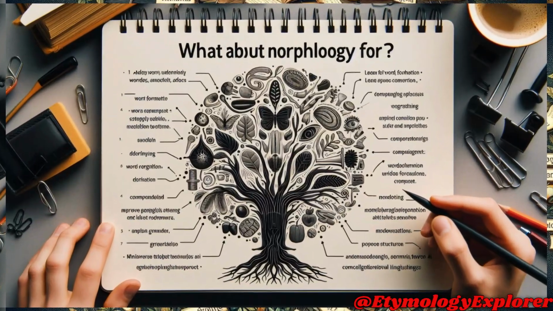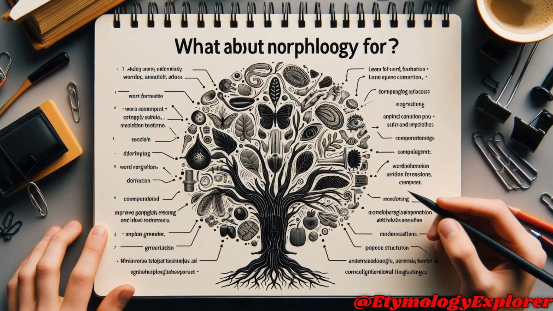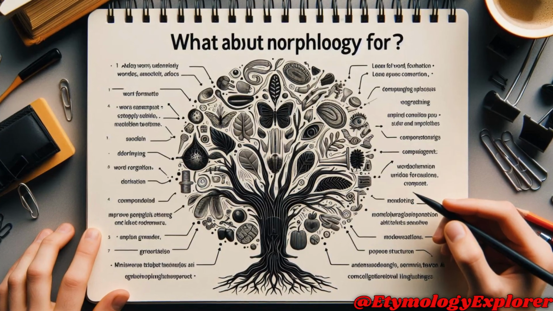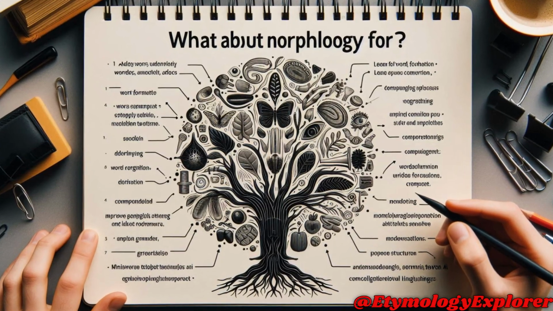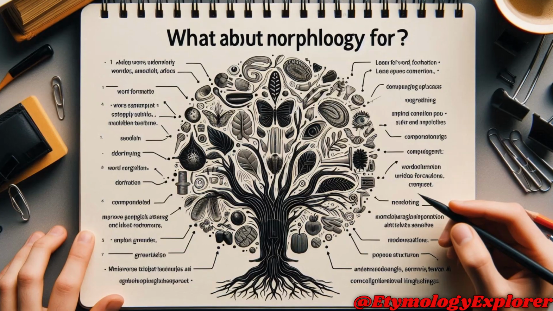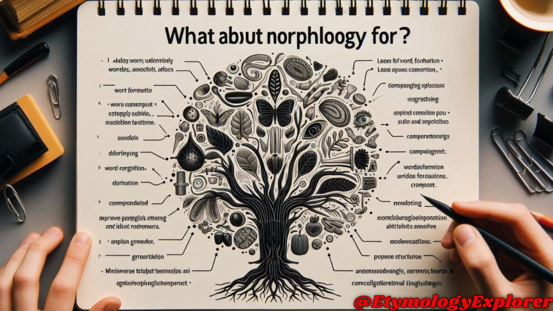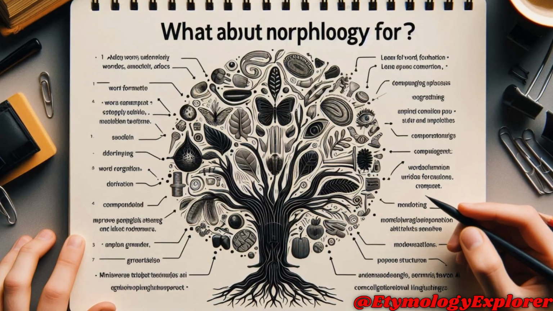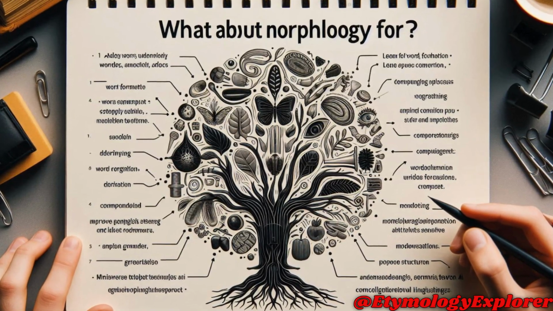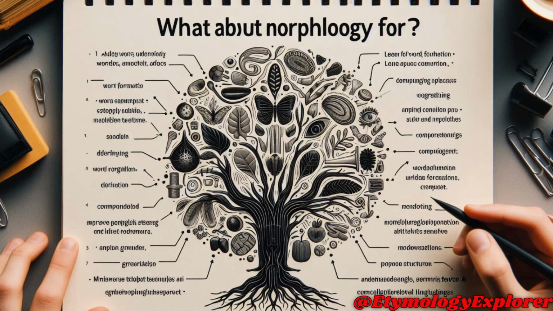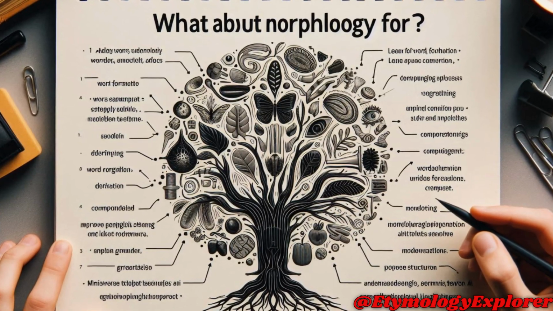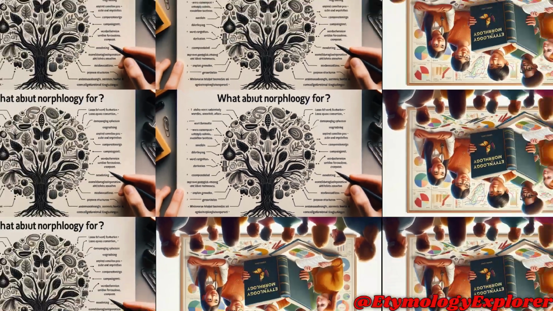What is morphology used for? And what about morphology? It helps us understand how words are built from roots and affixes, analyze word formation processes like derivation, compounding, and inflection, learn grammar and syntax, since word structure affects sentence structure, improve language teaching, translation, and even AI language models, through computational linguistics.